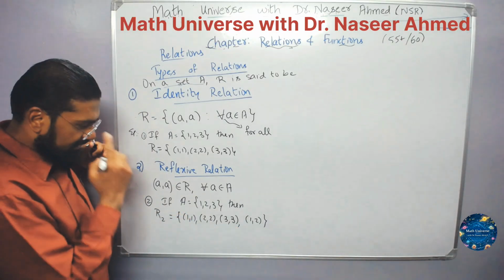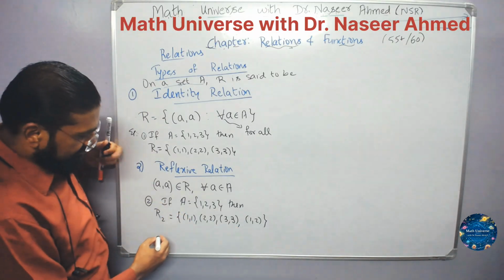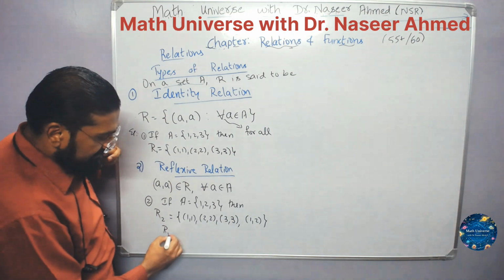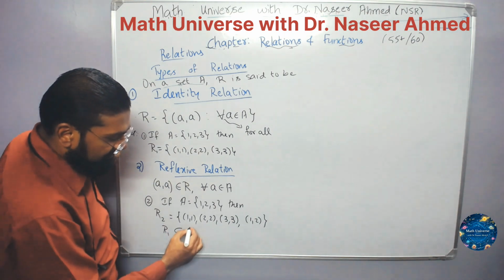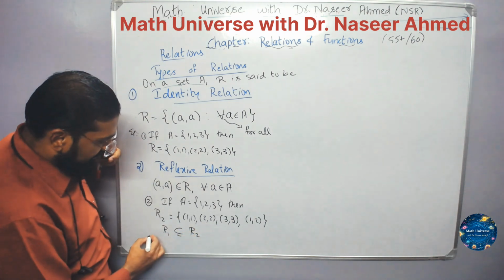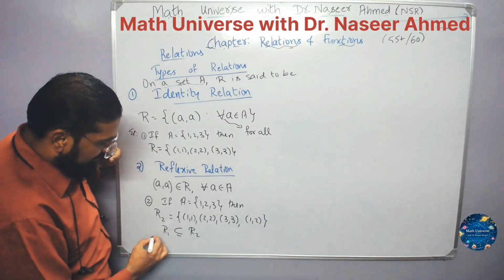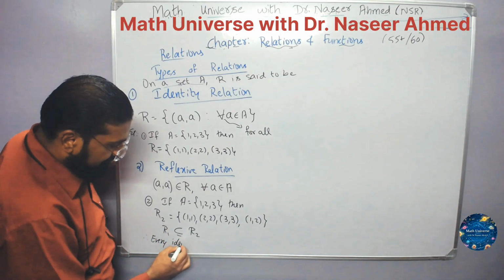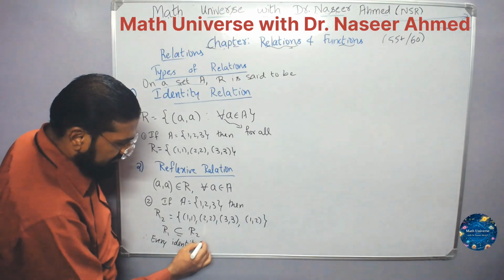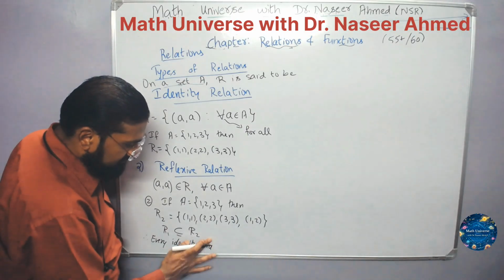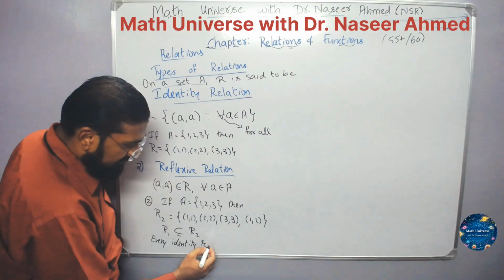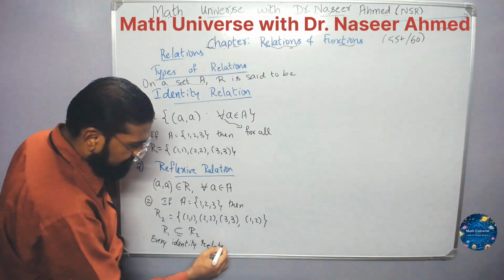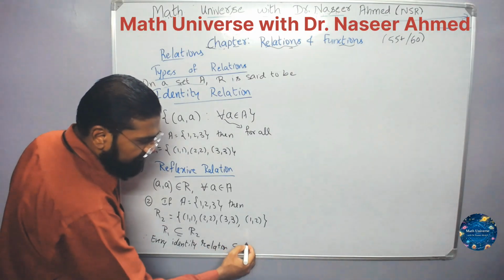So I can always say that every identity relation is a subset of reflexive relation. Therefore, I can comment that every identity relation is a subset of reflexive relation.